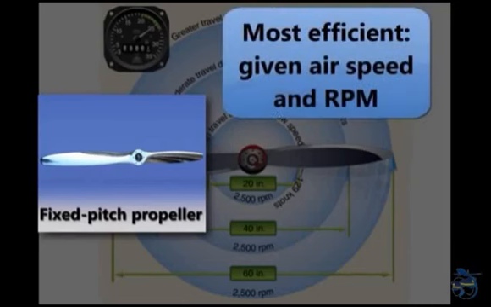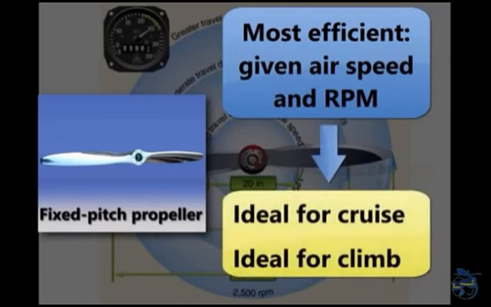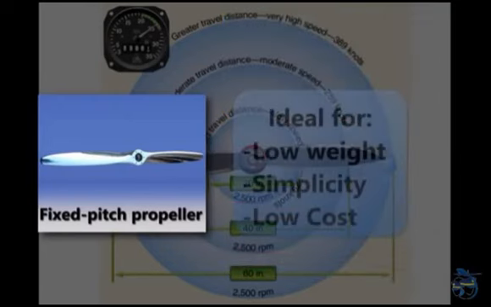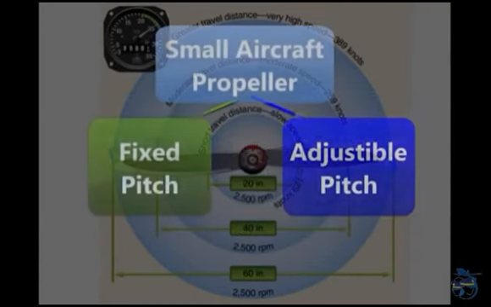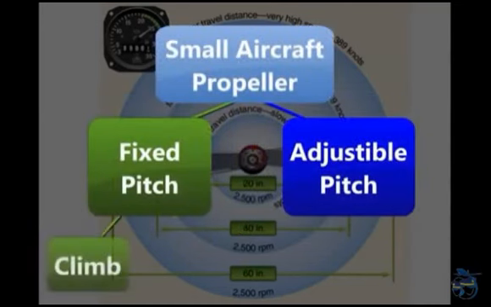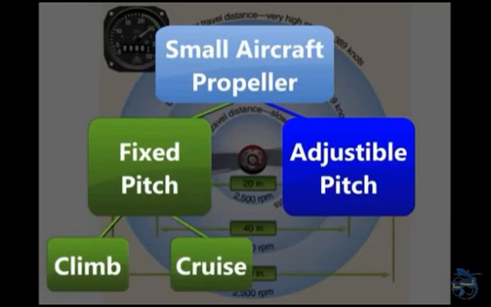Since a fixed pitch propeller achieves the best efficiency only at a given combination of airspeed and RPM, the pitch setting is ideal for neither cruise nor climb. Thus, the aircraft suffers a bit in each performance category. The fixed pitch propeller is used when low weight, simplicity, and low cost are needed. There are two types of fixed pitch propellers, climb and cruise. Whether the aircraft has a climb or cruise propeller installed depends upon its intended use.